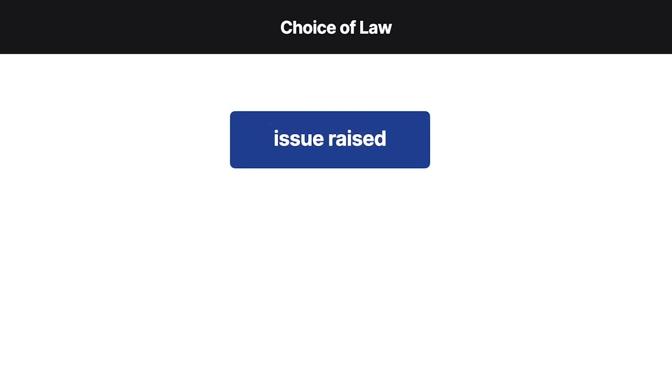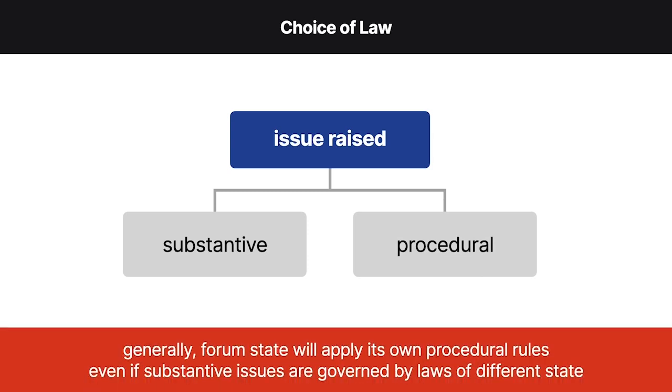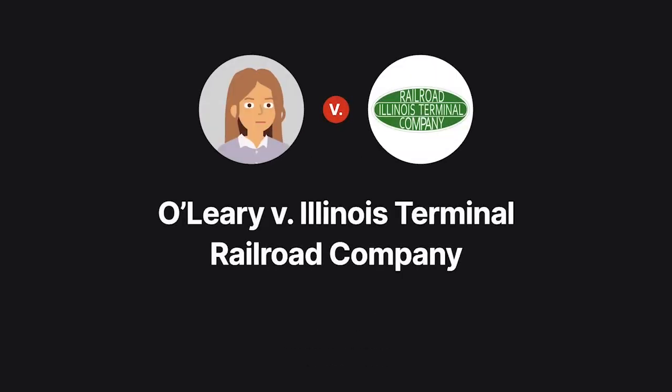A court's choice of law analysis often turns on its classification of an issue raised in a lawsuit as either substantive or procedural. Generally, a forum state will apply its own procedural rules, even if the substantive issues in a case are governed by the laws of a different state. However, as illustrated by the case of O'Leary versus Illinois Terminal Railroad Company, it's not always simple to determine whether an issue is substantive or procedural.